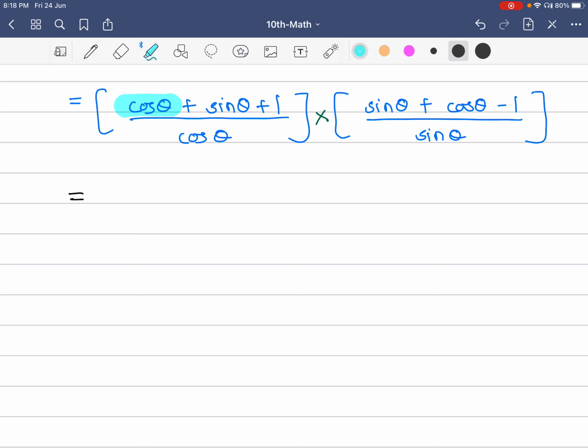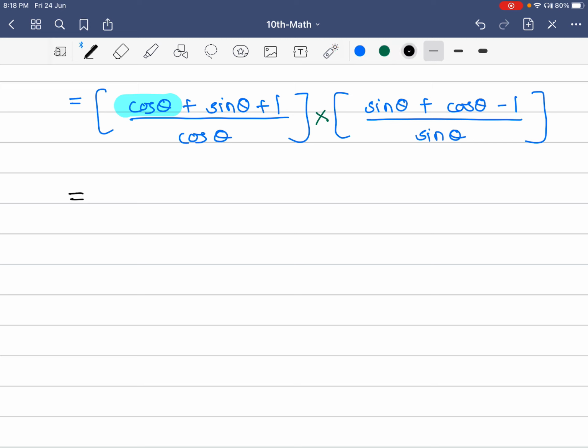So cos theta is the first term and it will be used to multiply each of these terms. So cos theta will multiply all these three terms, then sin theta will multiply all these three terms, and then 1 will multiply all these three terms. Our regular multiplication when it's a bracket. So first we start with cos theta, the one which I have highlighted.